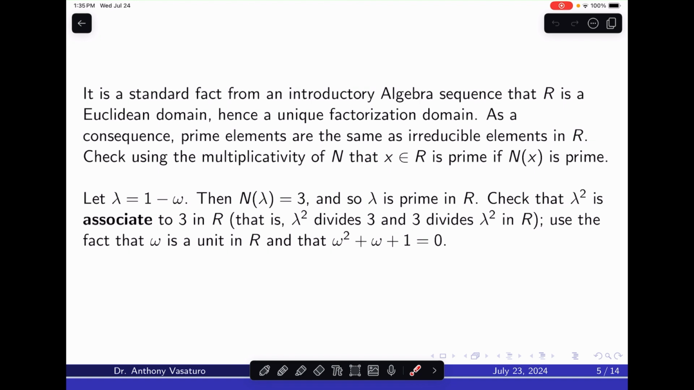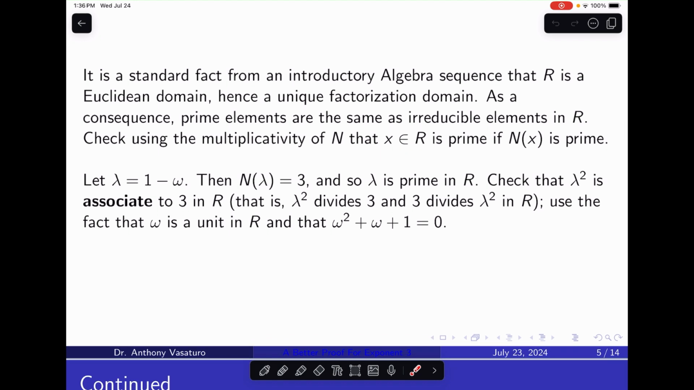It's also a standard fact from an introductory algebra sequence that R is a Euclidean domain, and so it must be a unique factorization domain. We will not prove this. As a consequence, prime elements are the same as irreducible elements in R. That's another fact from algebra. So prime always implies irreducible, but if you're a UFD, then irreducible implies prime. You can also check using the multiplicativity of N that x in R is prime if N of x is prime, although the converse is false.